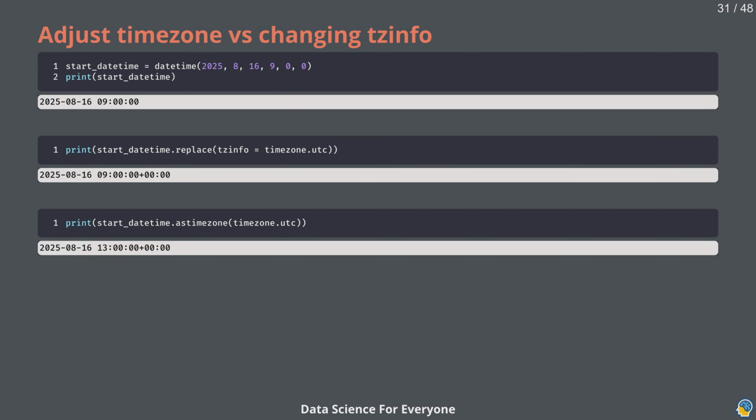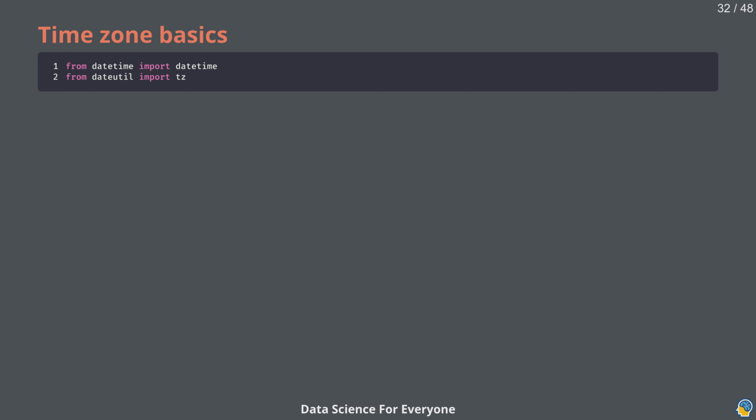There is a key difference between changing the time zone with the astimezone method and just swapping the time zone info directly with the replace method. Using replace only swaps the time zone label without adjusting the clock time, but the astimezone method changes both the time and the offset, so the moment stays correct globally. Now that we know how UTC offsets work, let's move on to using the time zones in real situations.